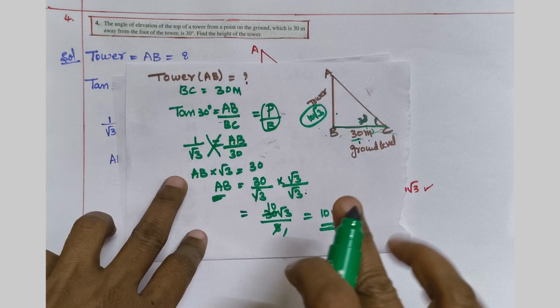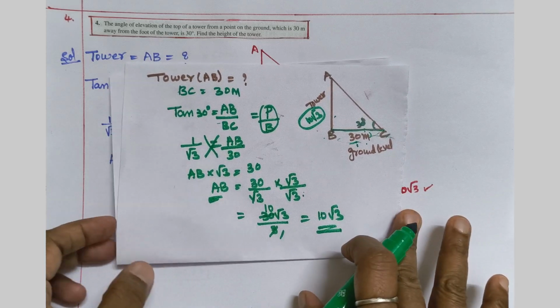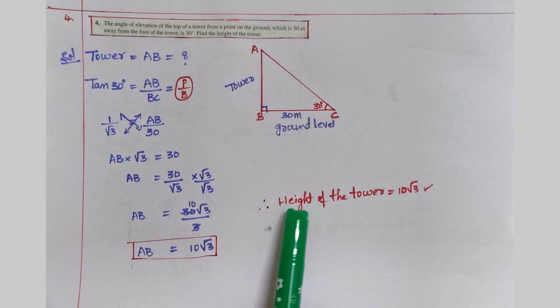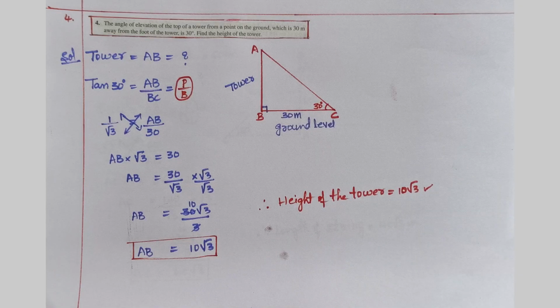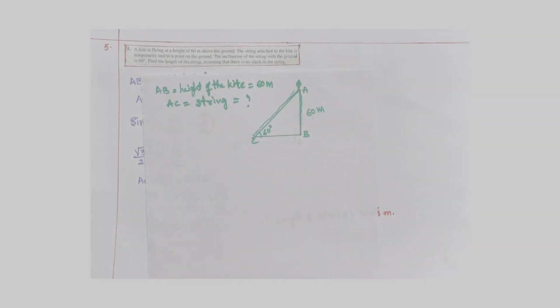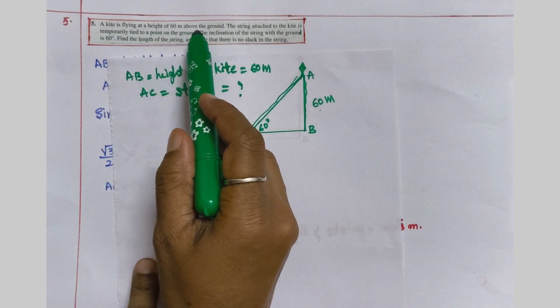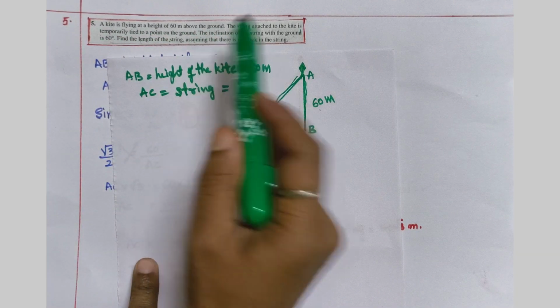So now the height of the tower is 10 root 3. This is a simple and easy question. Now you see, this answer is 10 root 3. Height of the tower is 10 root 3. Okay. Now the fifth question. A kite is flying at a height of 60 meter above the ground.